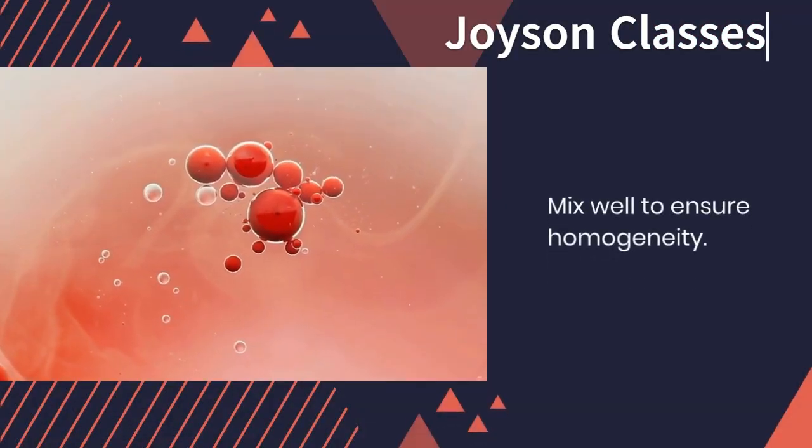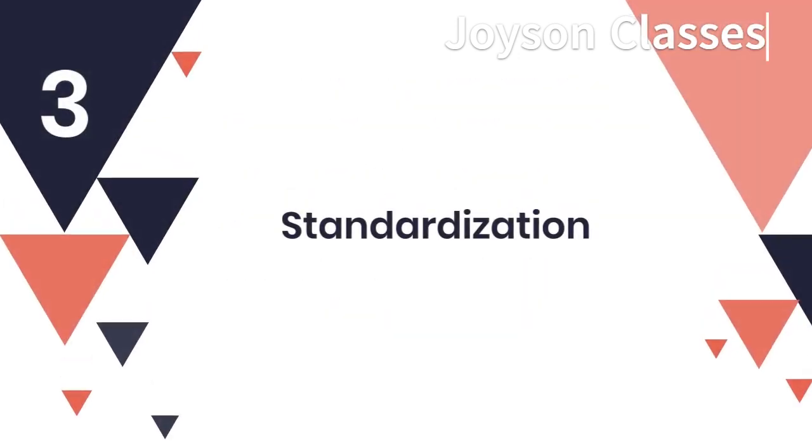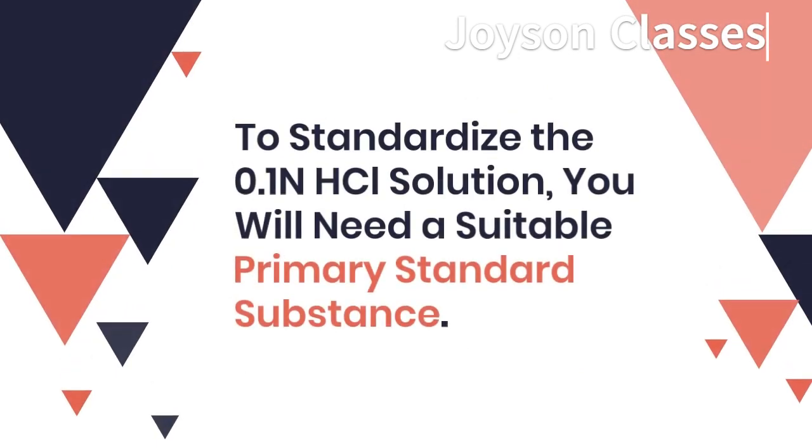If available, measure and record the pH of the diluted solution to check for consistency and ensure it is within the expected range for HCl solutions, typically highly acidic. Standardization. 3. To standardize the 0.1N HCl solution, you will need a suitable primary standard substance.